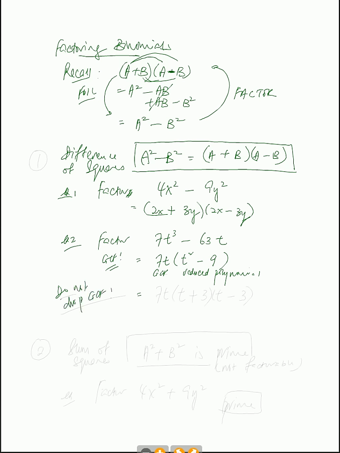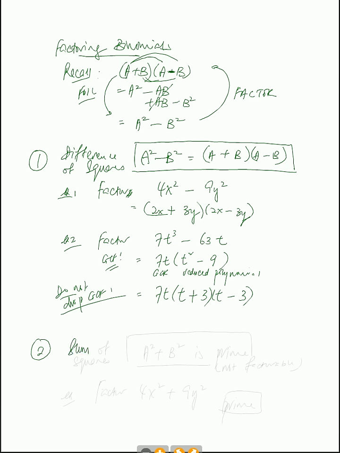But t squared minus 9, if you look closely, that's a binomial, and they're both perfect squares. So you can put t and t, and then 3 and 3. The only difference is one is a plus and one is a minus. So that's the first formula that you need to know.